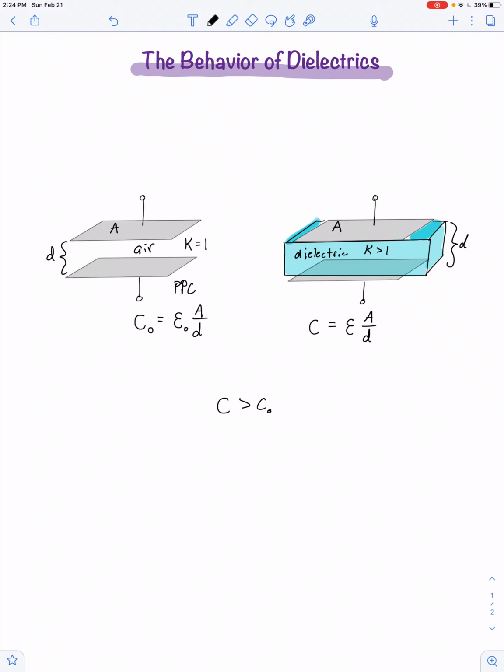Just a slight difference, right? I didn't put the subscript 0 along with the epsilon. So this is the permittivity of free space, or the permittivity of air, where this is just referred to as permittivity.